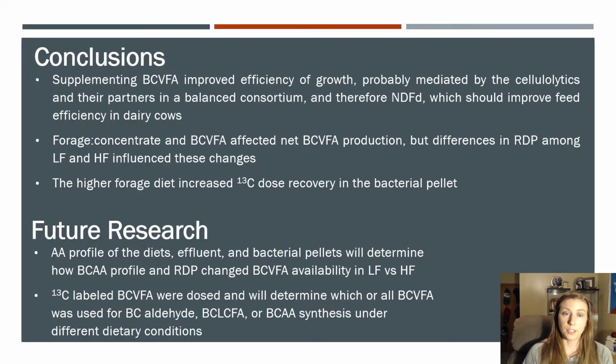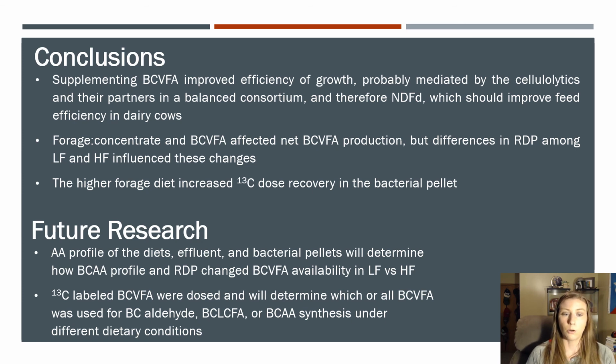Our results did show that supplementing branched chain VFA did improve microbial efficiency as well as NDF degradation. So this would improve feed efficiency in dairy cattle. The forage to concentrate ratio and branched chain VFA supplementation both affected net branched chain VFA production, but there were differences amongst the RDPs in the two different diets that were going to influence these changes. The higher forage diet did increase 13 carbon dose recovery in the bacteria pellet, so the branched chain VFA that we supplied in that diet was utilized more compared to the low forage diet, but there was no effect of corn oil on branched chain volatile fatty acid utilization.